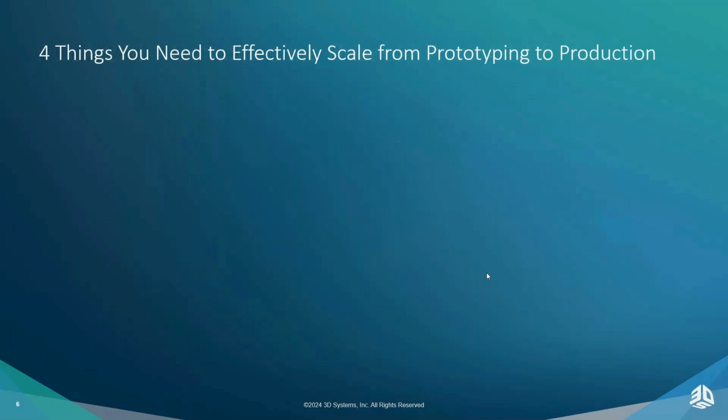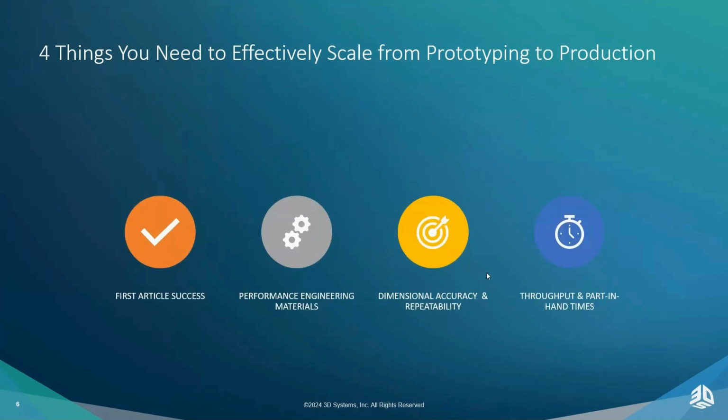So, as I said at the beginning, this is a very powerful and productive solution for effectively scaling from prototyping to production. But what does that mean in practice? I think in practice it means you need the following 4 qualities to succeed. First of all, you need high first article success rate and part quality. This means the ability to produce your parts successfully the first time around without experimentation.